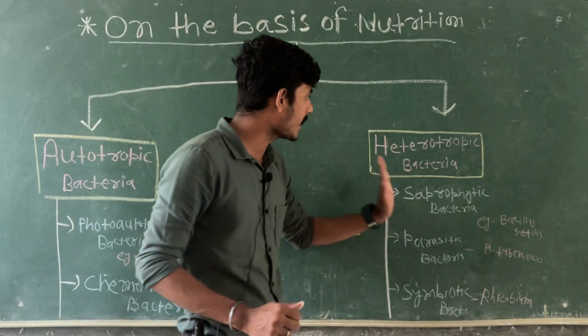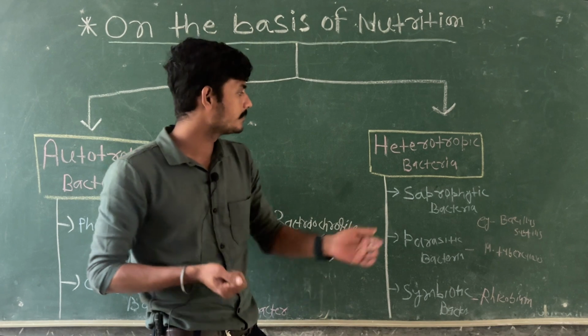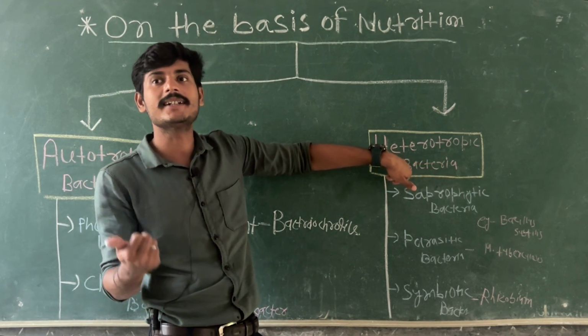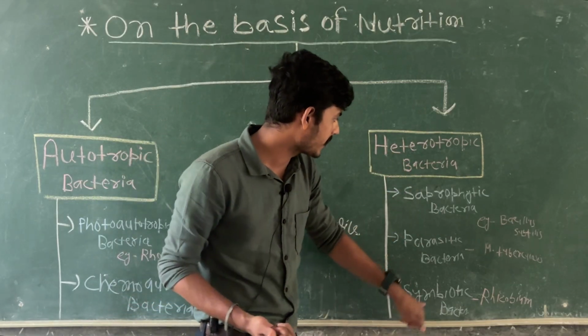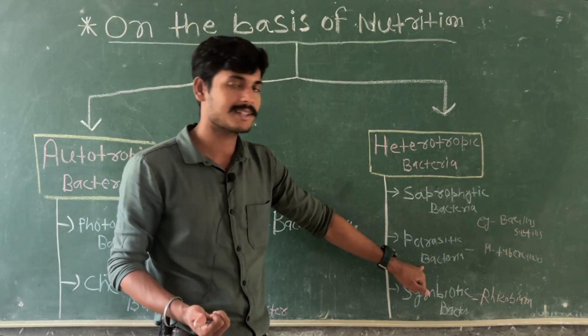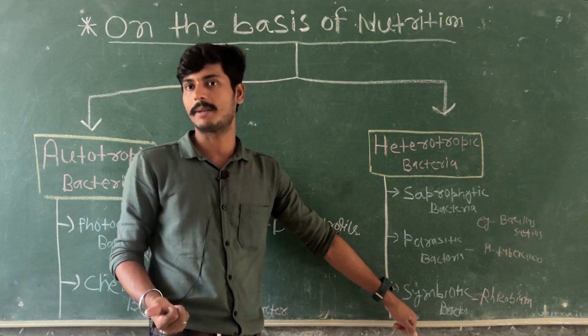Now coming to another category called the heterotrophic bacteria. As the name suggests, hetero denotes that they are dependent on someone for food. And under this we have three classifications. First is the saprophytic bacteria, another is the parasitic bacteria, and the last one is the symbiotic bacteria.